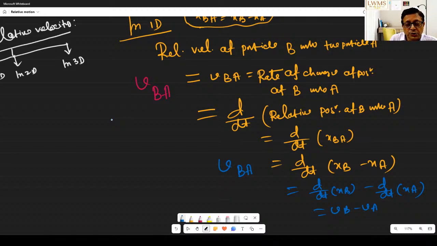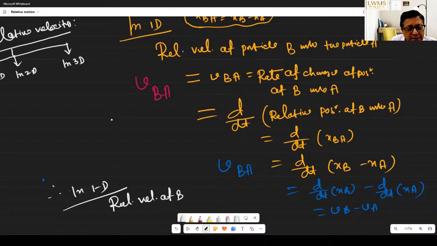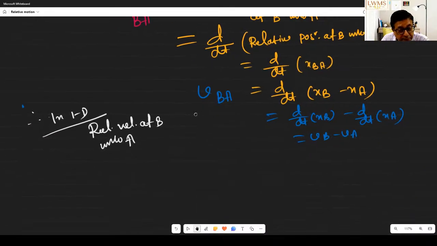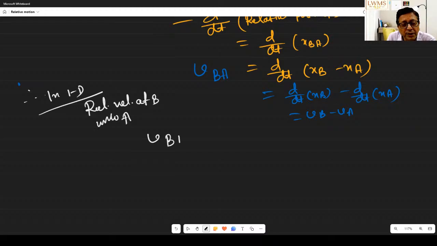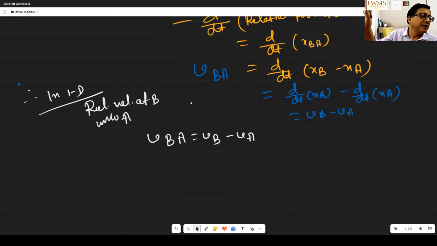So relative velocity in 1D, therefore in 1D, relative velocity of particle B with respect to A is given by VBA equal to VB minus VA. Right now we will not put the vector sign. In 1D we need not use vectors. Clear? We will just apply it in solving sums.